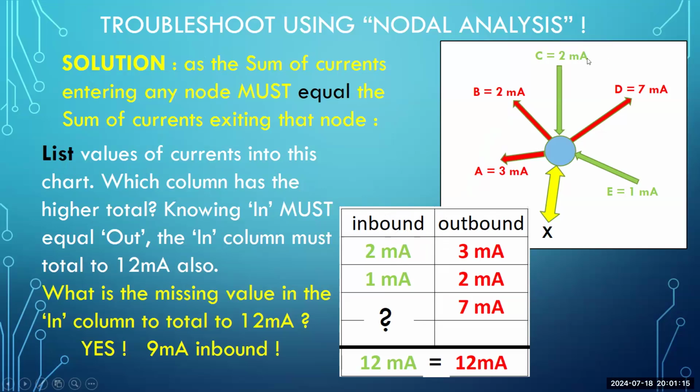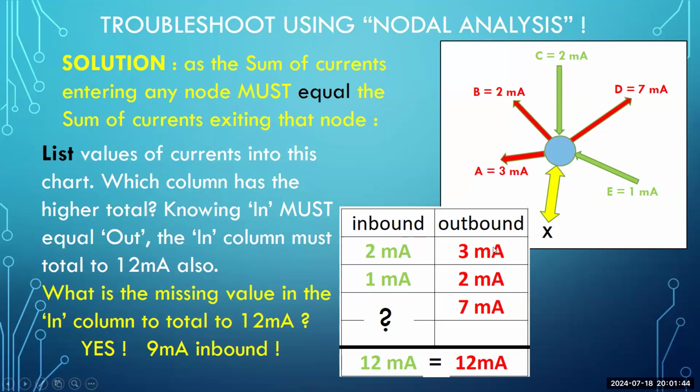So I have path C of 2 milliamps, that's in green, so I put that inbound. I have path E of 1 milliamp in green, and that's also inbound, so it goes in the inbound column. I don't have any more green arrows. I don't have any more inbound arrows. So I have these two values that I put in the inbound column. Now take a look at the outbound column. Currents exiting that node. I have path A of 3 milliamps coming out.